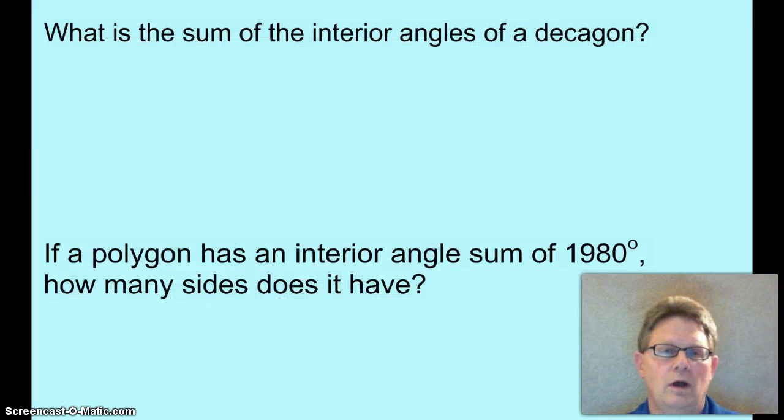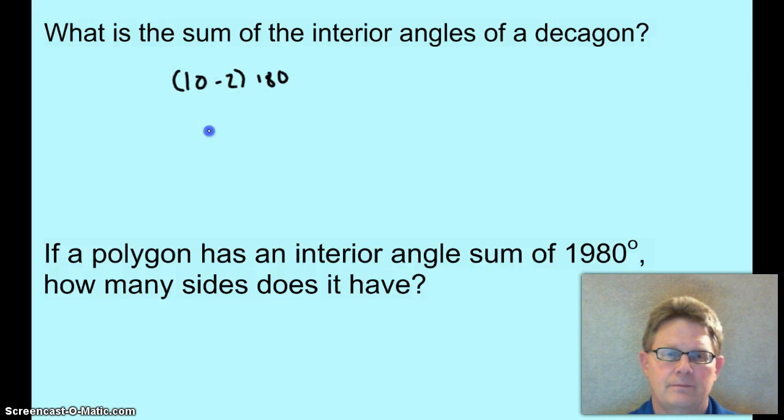Okay, what is the sum of the interior angles of a decagon? A decagon, again, has 10 sides. So what you're going to do is you're going to go 10 minus 2 times 180. That would be 8 times 180. The sum of the interior angles, 1,440 degrees.